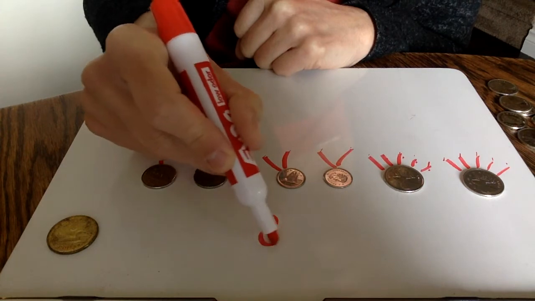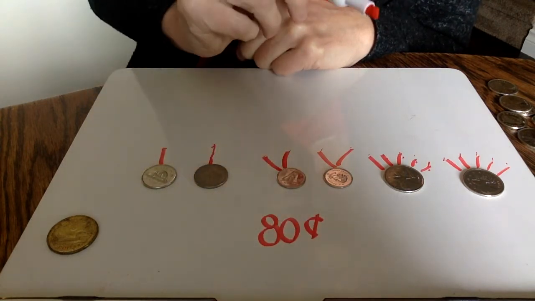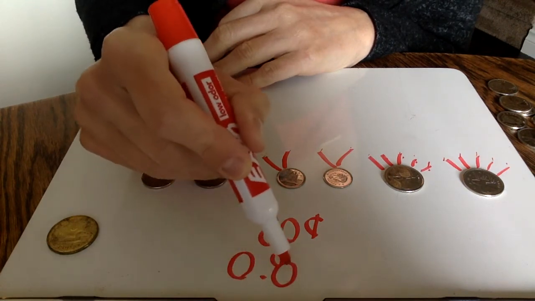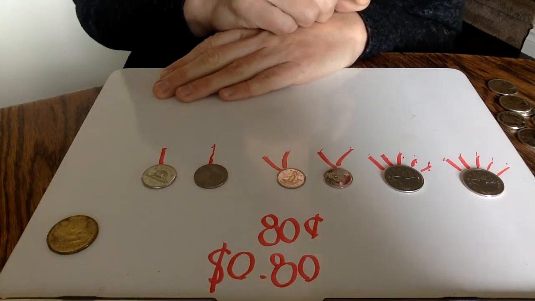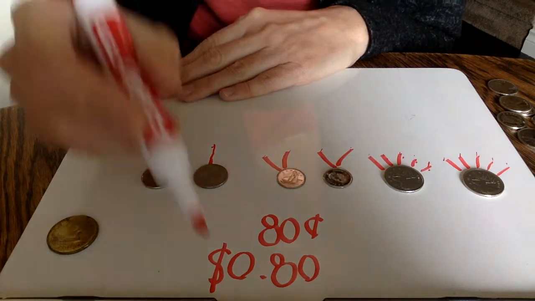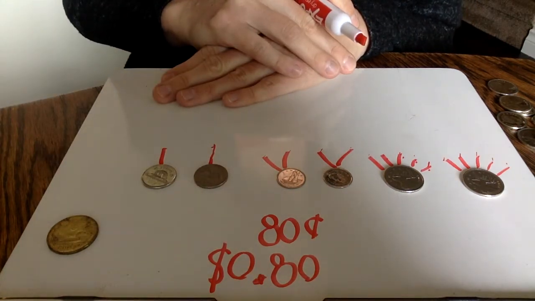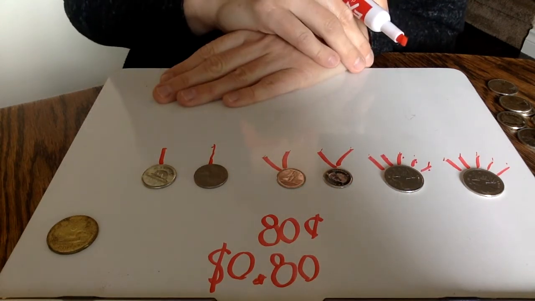I have 80 cents. Two different ways to write that number. Okay, so not quite $1, but I am pretty close. So that's one way to count.